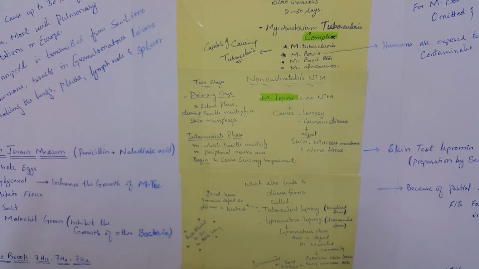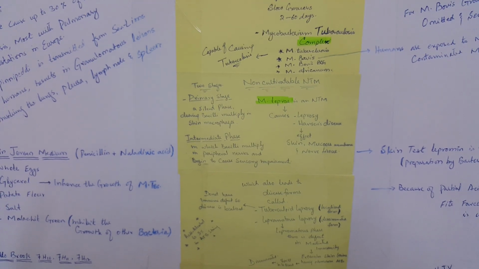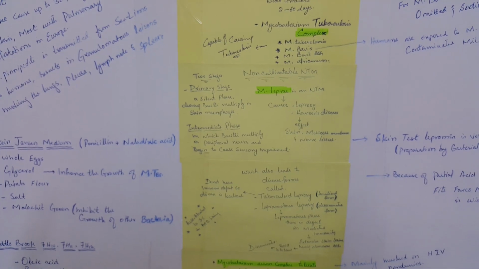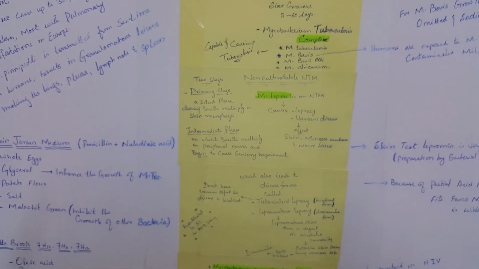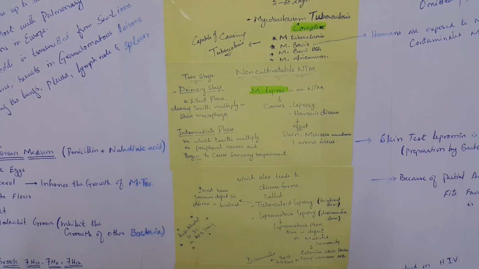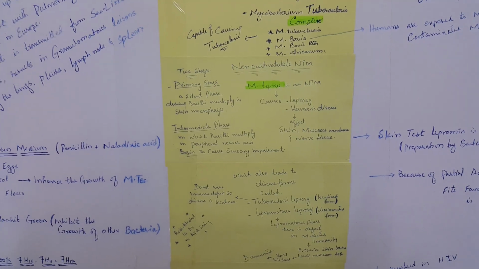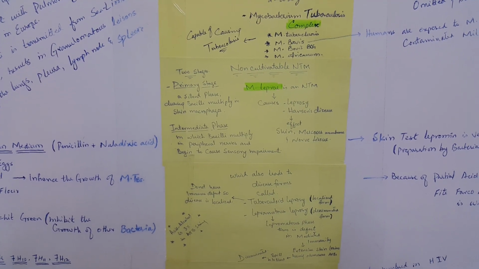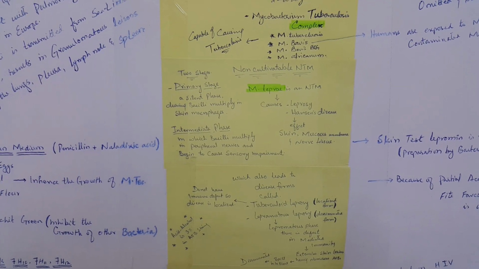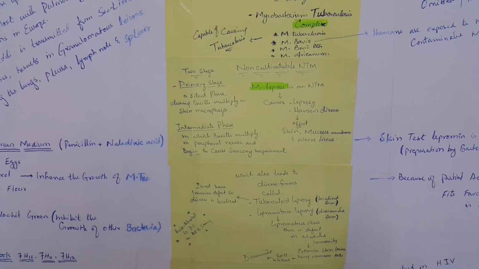Non-cultivatable NTMs, non-cultivatable non-tuberculous mycobacteria, include M. leprae, an NTM that causes the infection called leprosy. Leprosy is also called Hansen's disease, which affects the skin, mucous membrane, and nerve tissue. M. leprae has two stages. Number one is the primary stage, a silent phase during which bacilli multiply in the skin macrophages.